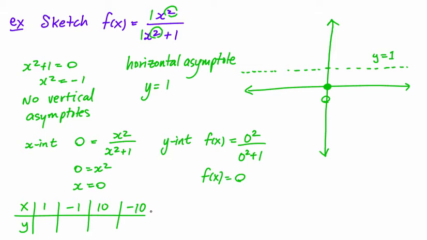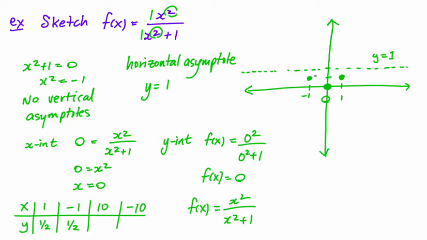So I put those back into the original equation, which again is f of x is equal to x squared over x squared plus 1. So at 1, it's 1 over 2, a half. And negative 1 squared is 1, and negative 1 squared plus 1 is 2, so this is also 1/2. So at negative 1 and at positive 1, it's 1/2.